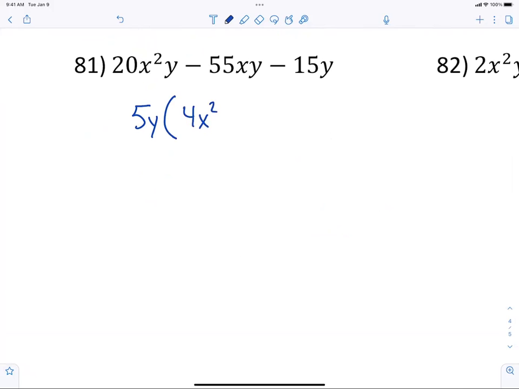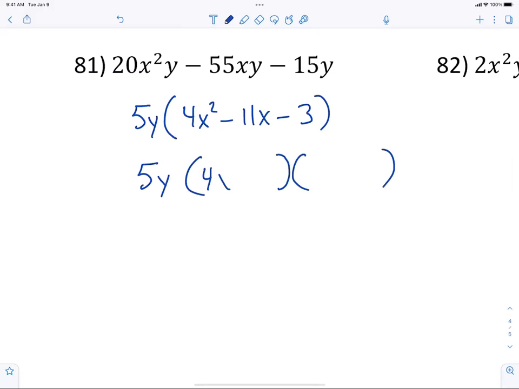What's left? 4x squared minus 11x minus 3. Now 11, I see 4 times 3 is 12, right? So I'm thinking instead of 2 and 2, I might as well go ahead with 4x and x. Where does 1 go? And 3 goes on the other. 12 is negative and the 1 is positive.